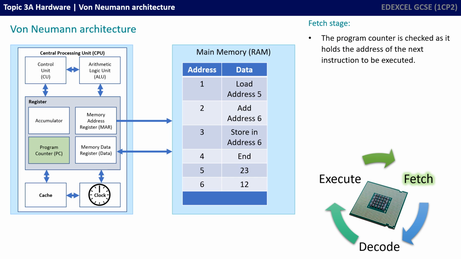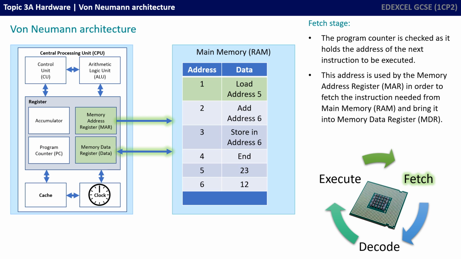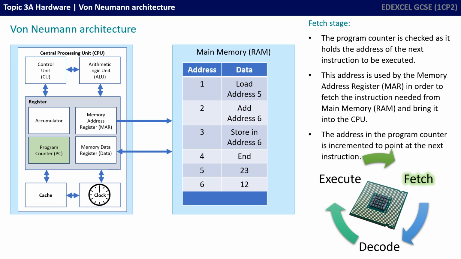Let's look at a typical fetch-execute cycle in a little more detail. So we start with the fetch stage. The program counter is checked as it holds the address of the next instruction to be executed. This address is used by the memory address register in order to fetch the instruction needed from main memory and bring it back into the memory data register. The address in the program counter is incremented to point to the next instruction.